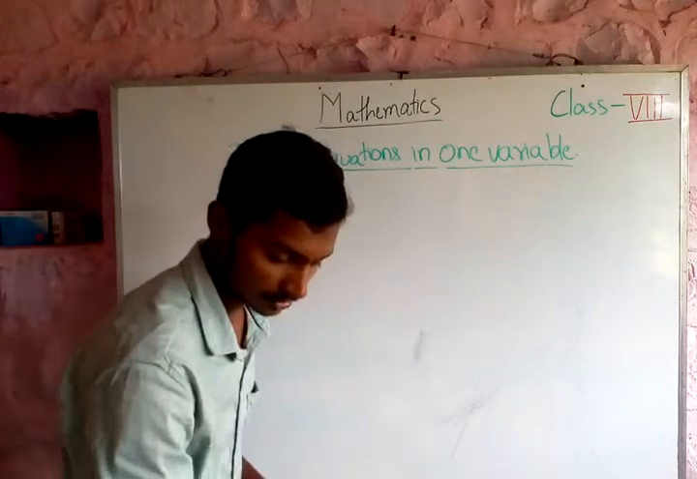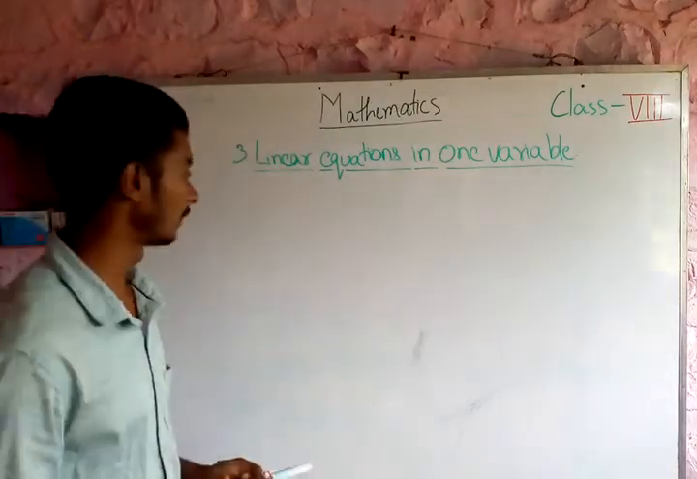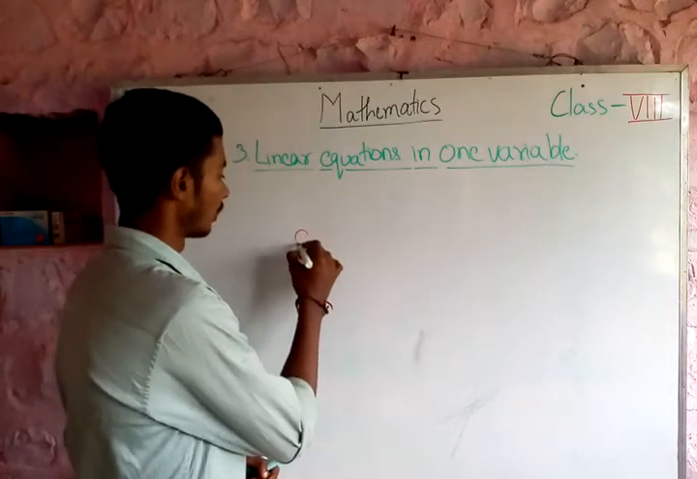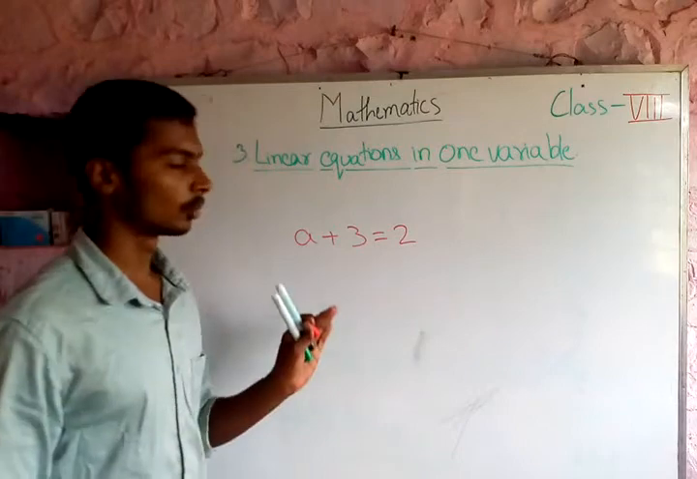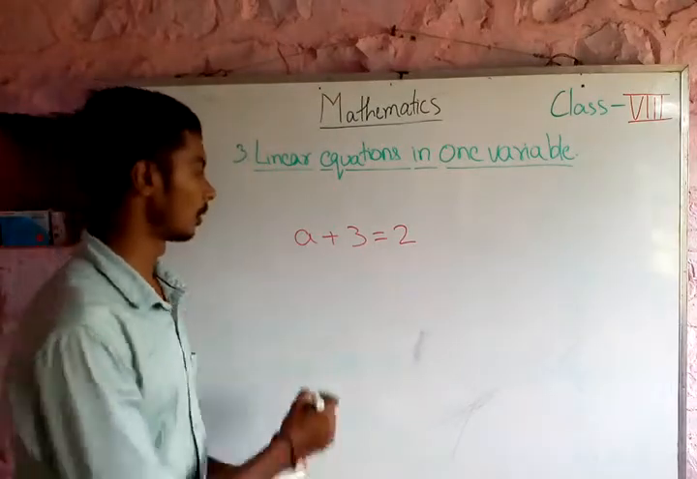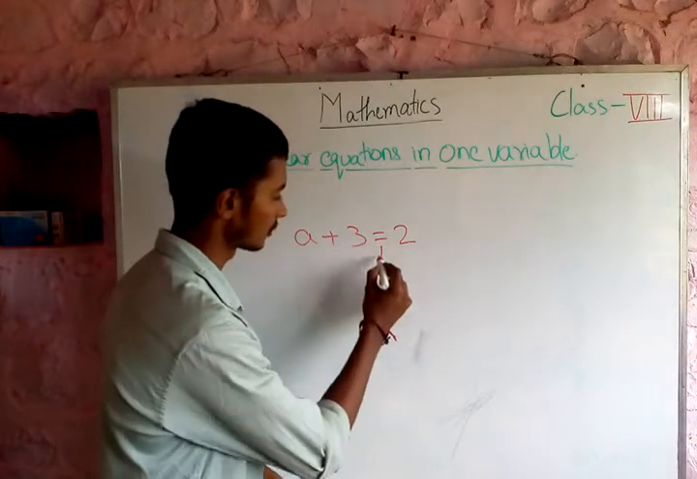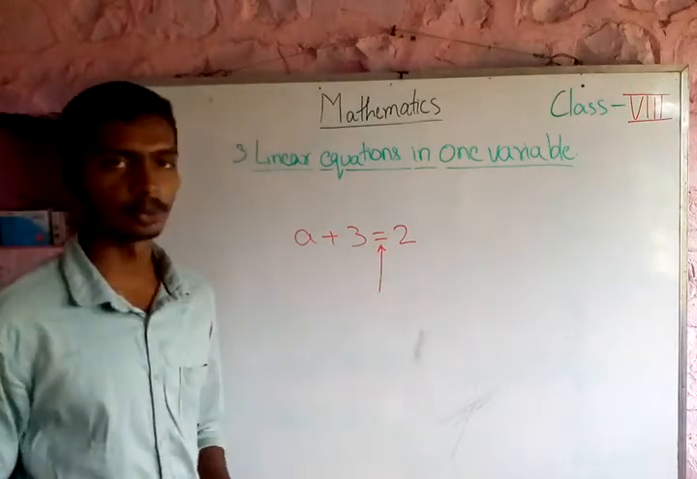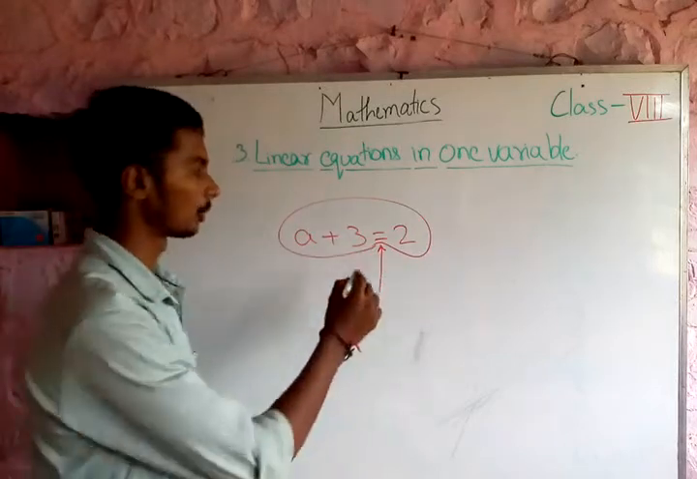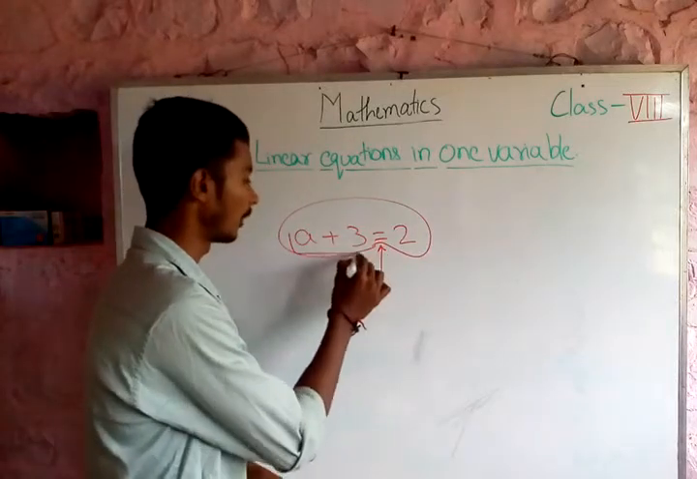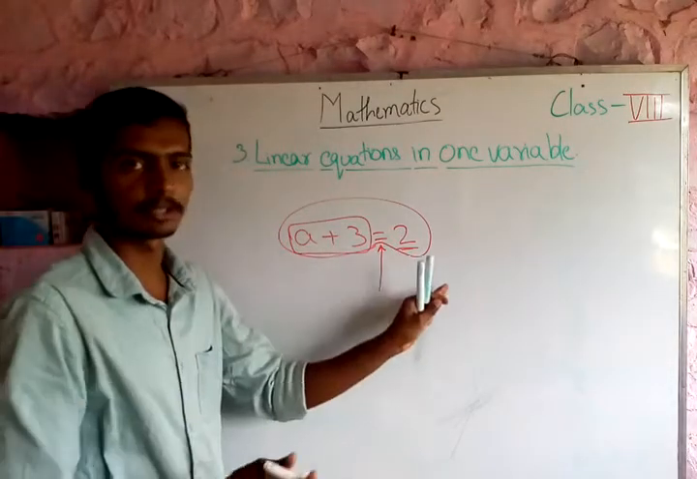What if there are some statements with an equal to sign? What are these types of statements called? These types of mathematical statements with this symbol, that is with equal to, are called equations. Why? Because we are equating one expression to another.